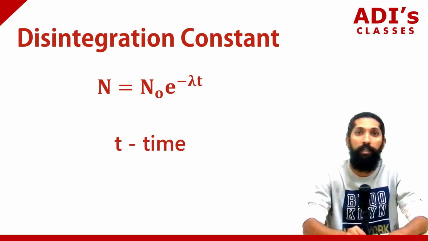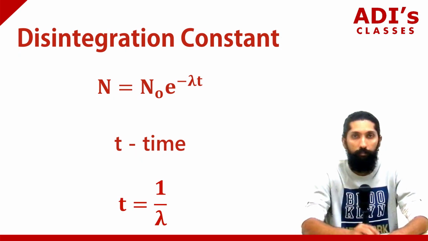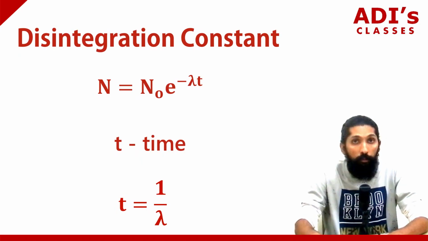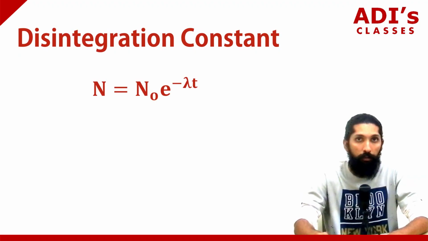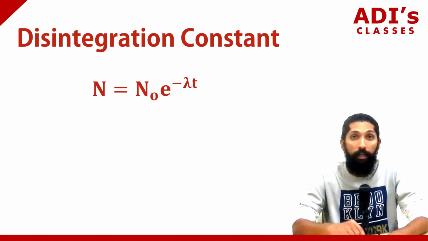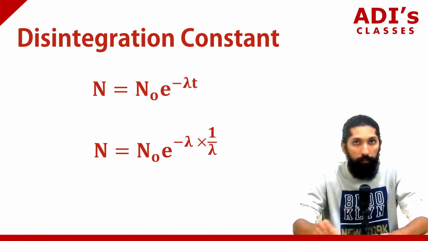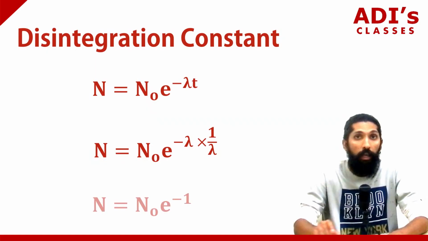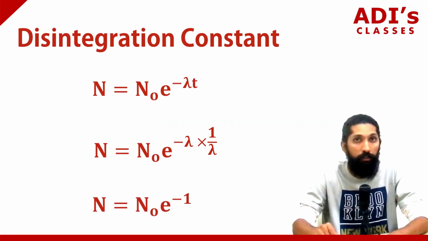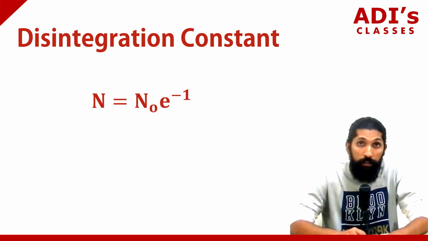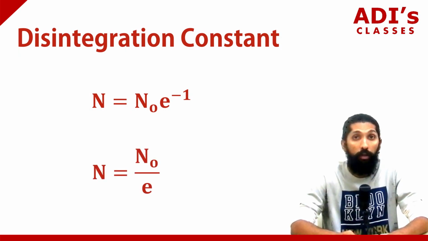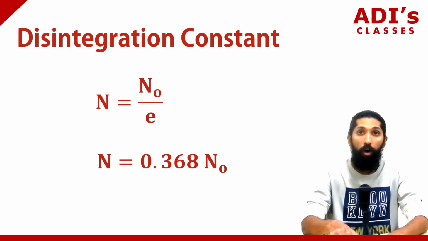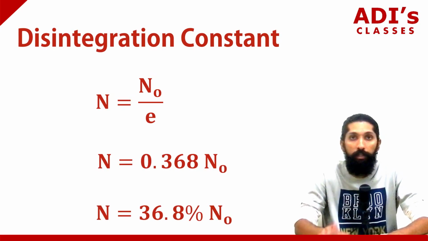So we take t is equal to 1 by lambda. Assume whatever that value of lambda is, we'll take t is equal to 1 by lambda. Now the formula becomes N is equal to N naught e to the power of minus lambda t, that's the formula. N is equal to N naught e power minus lambda into 1 by lambda, correct? So cancel off the lambda. You have N is equal to N naught into e to the power minus 1, or N is equal to N naught divided by e, or N is equal to 0.368 into N naught, because the e value is constant, right? Or N is equal to 36.8% N naught.